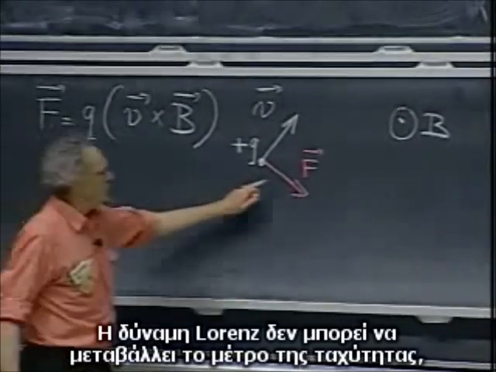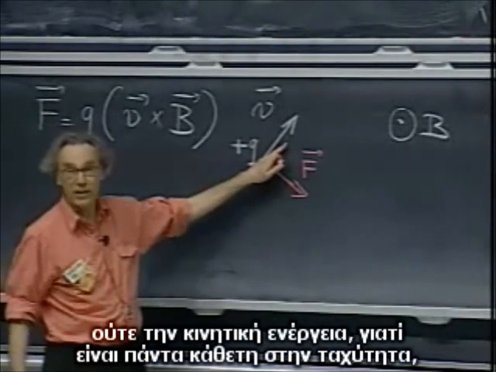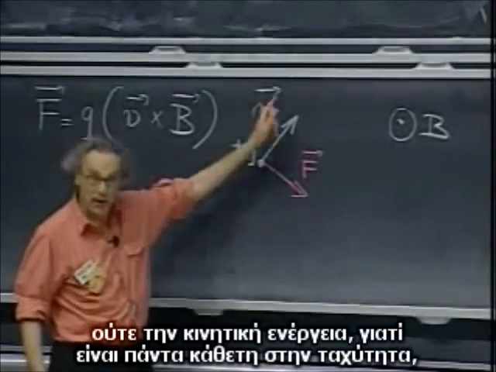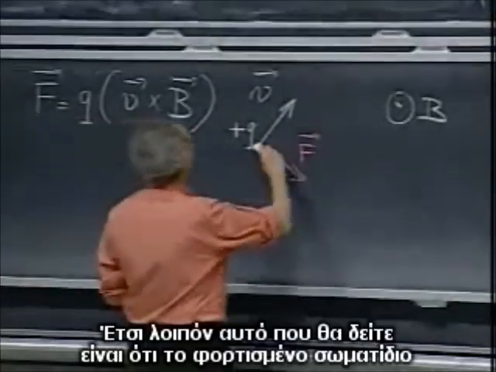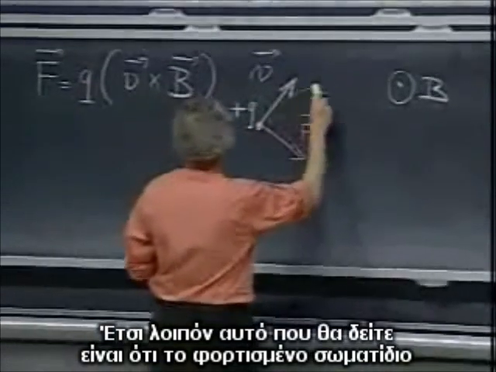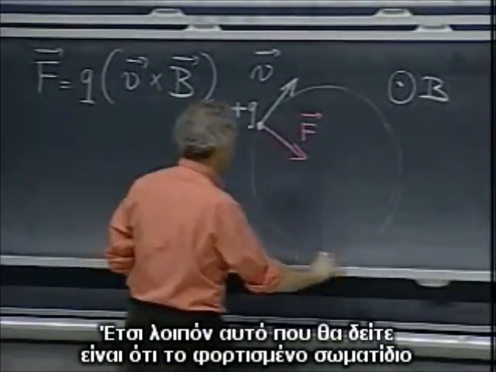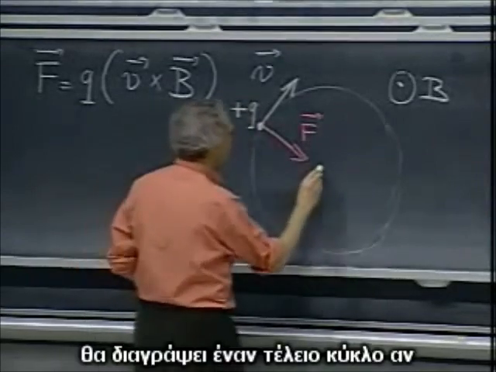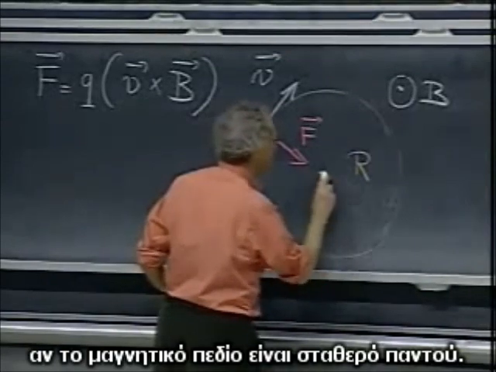The Lorentz force cannot change the speed, cannot change the kinetic energy, because the force is always perpendicular to the velocity, but it can change the direction of the velocity. And so what you're going to see is that the charged particle will go around in a perfect circle if the magnetic field is constant throughout.